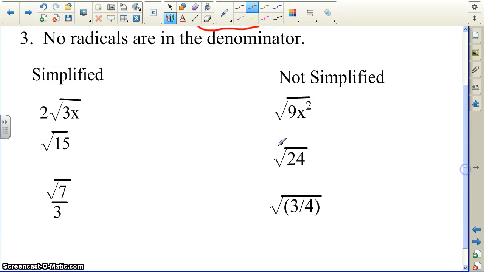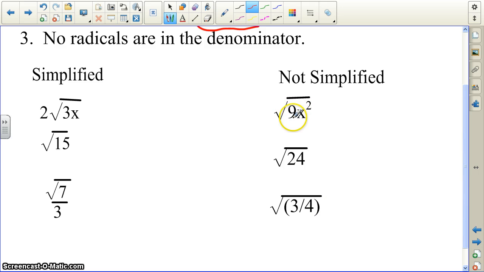Okay, so let's look at some examples here. Simplified would be like this first one, 2 times the square root of 3x, square root of 15. Notice this fraction, I said up there, no fractions. However, the radical is only over the square root of 7. The 3 is not underneath the radical. So that's the difference between this other one down here, the square root of 3/4, because the entire fraction is underneath the radical symbol. Very, very big difference. Not simplified, square root of 9x squared.